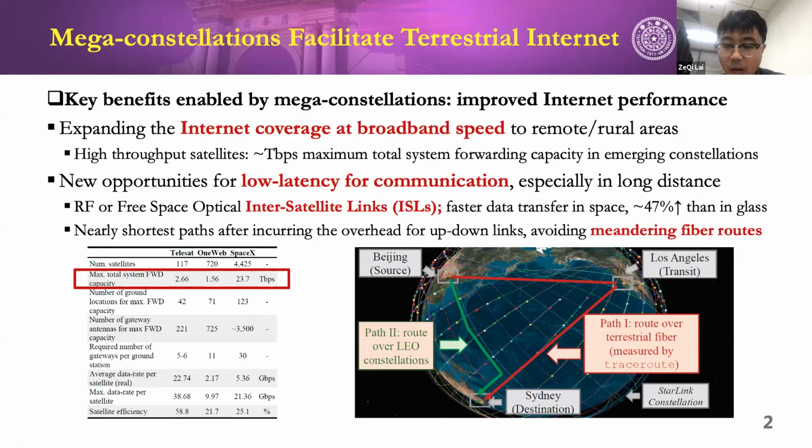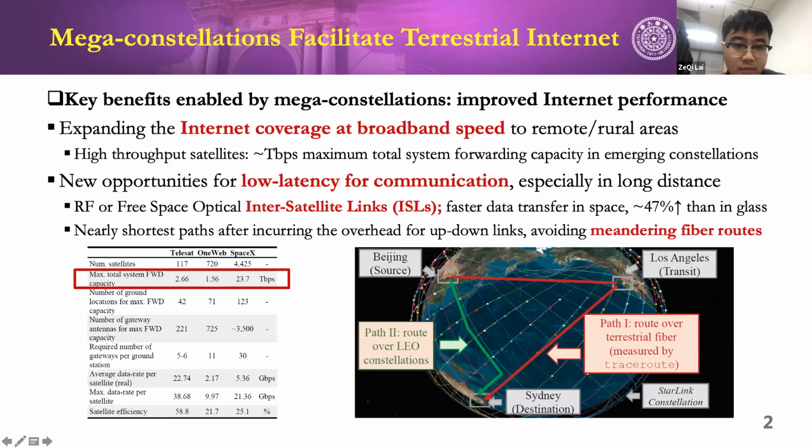The free space optical links interconnect internet satellites, achieving faster data transfer in space. Free space lasers can communicate at the speed of light in a vacuum, which is 47% higher than that in glass. Roads in space can also achieve nearly shortest paths after incurring the overhead for up and down links, avoiding meandering fiber routes. This figure shows an example.